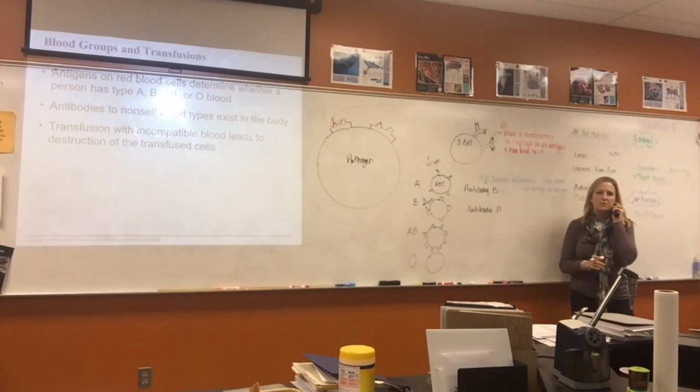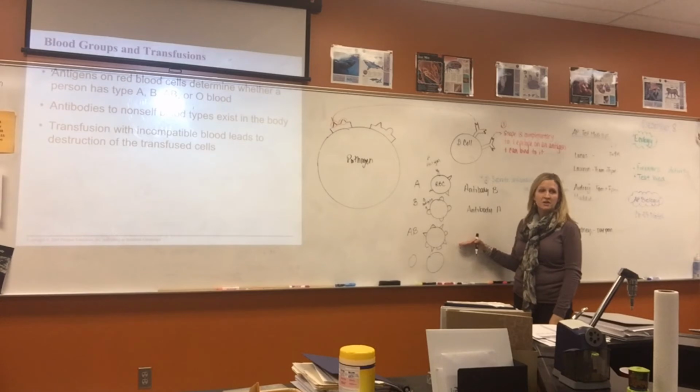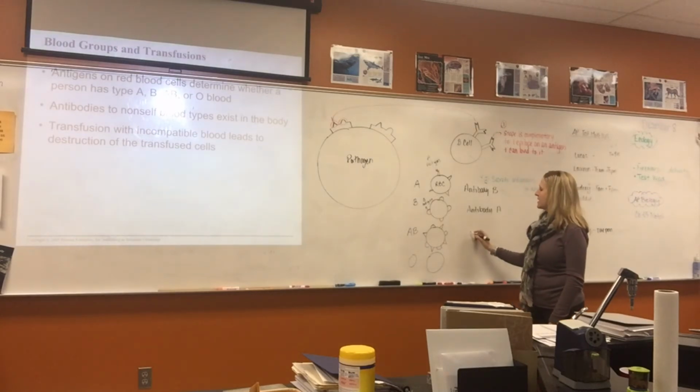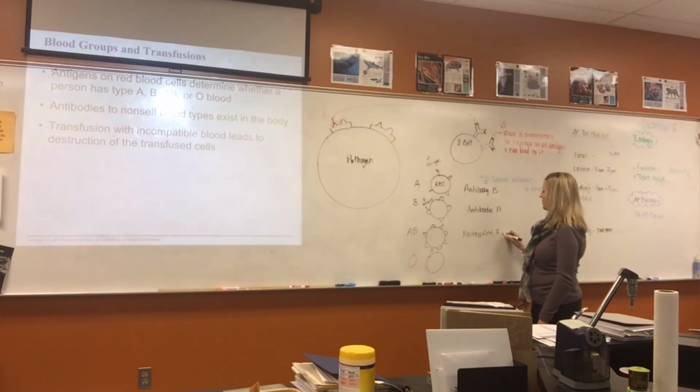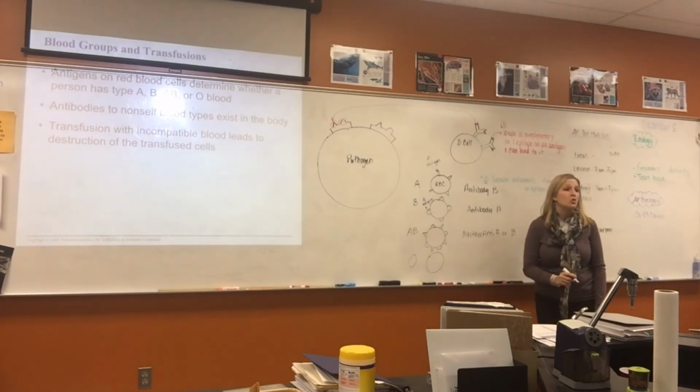What do you think about AB blood people? Do they have antibodies against A or B? No, because what would happen? If they had an antibody against the A antigen, they'd attack their own cells. If they had antibodies against B, they'd attack their own cells, and they'd be dead pretty quick. So these guys have neither antibody A nor B. And what do you think about O?